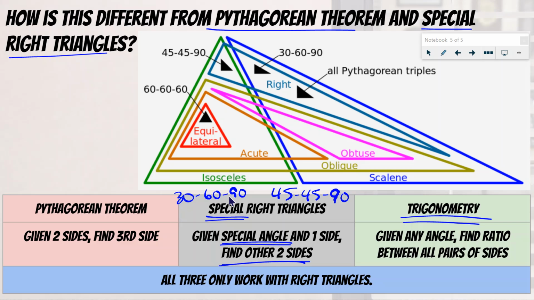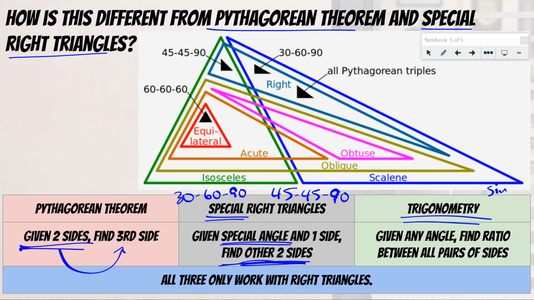So if I know any angle, or if I know the sides, I can get back to that angle. But it's the relationship between that special angle, or both of the special angles, and the other two sides. So there we're relating angles and sides. Pythagorean theorem does not talk about angles at all. It just relates two sides to the third side.